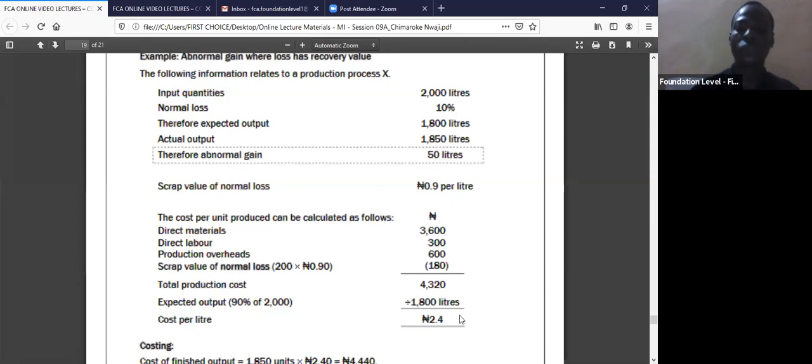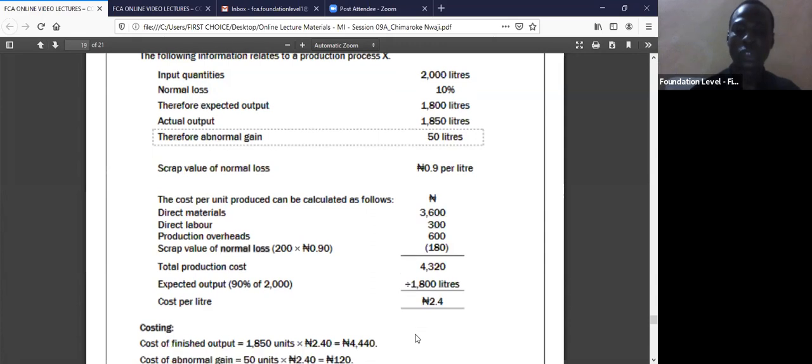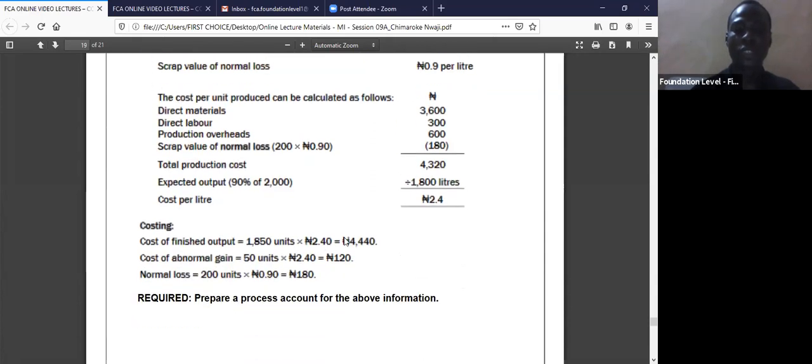So what do we do? This 2.4 is what will be used to value the abnormal gain and the good output. So we said that is what we did here. Finished goods 2.4, abnormal gain 2.4, normal loss is 0.9 naira.